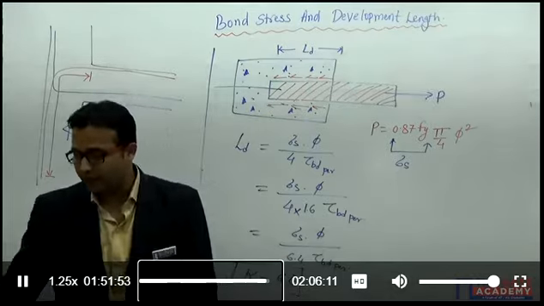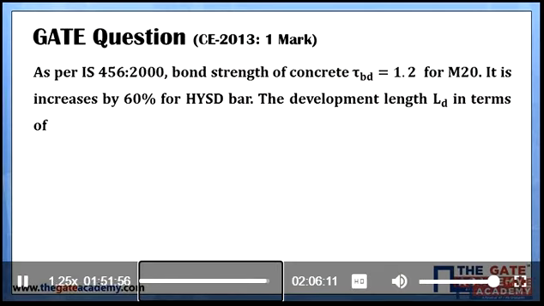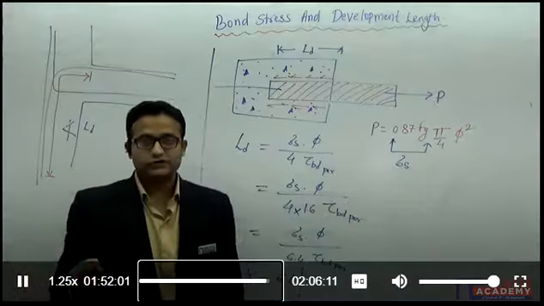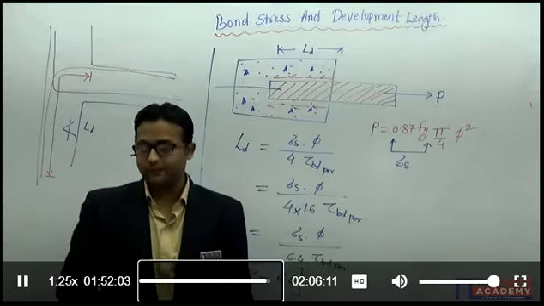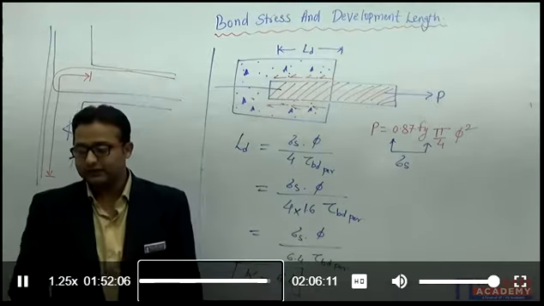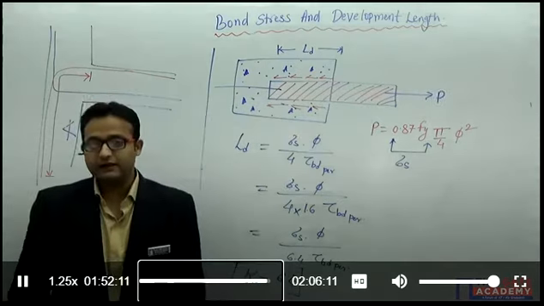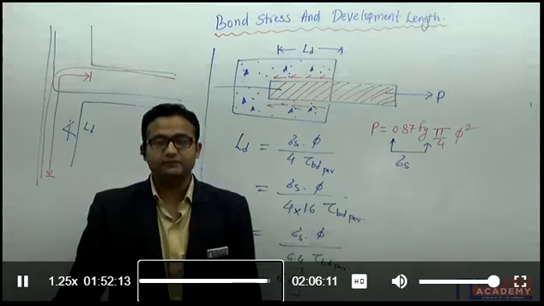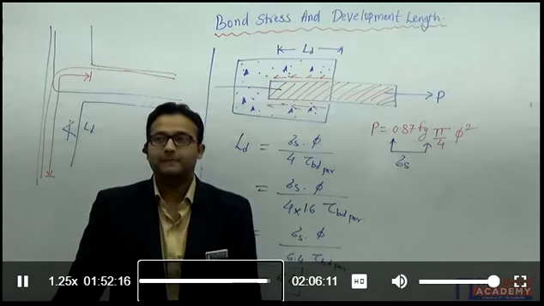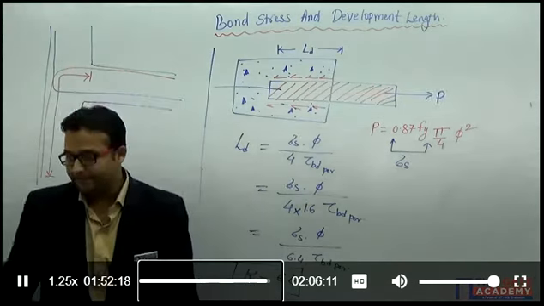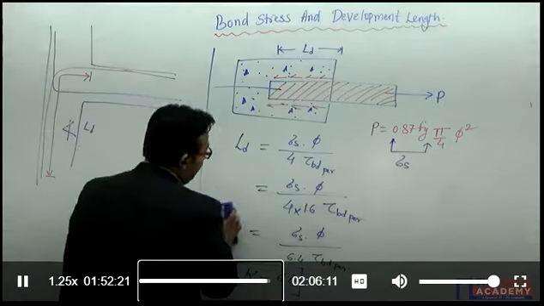Let's solve one more problem. The question is actually incomplete. Please see your question. Read the question. The question is incomplete. Let me make it complete. The development length LD in terms of phi. In terms of phi. GATE 2003 for 1 mark.